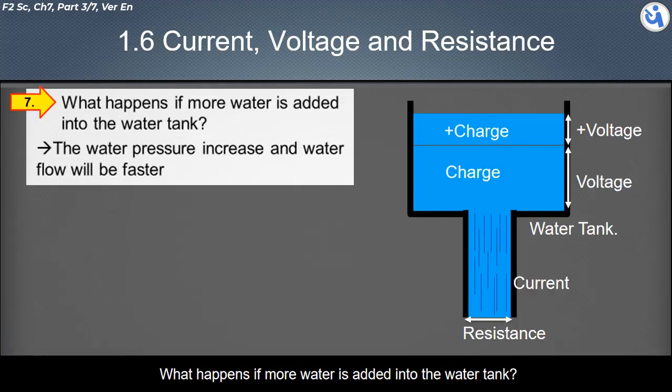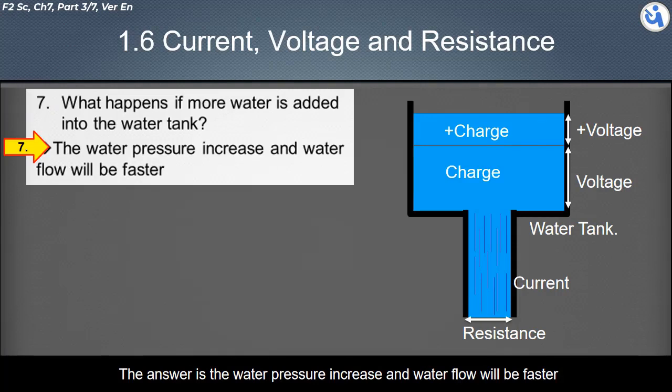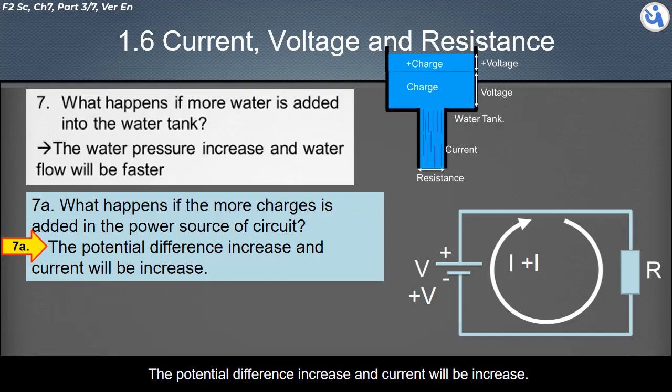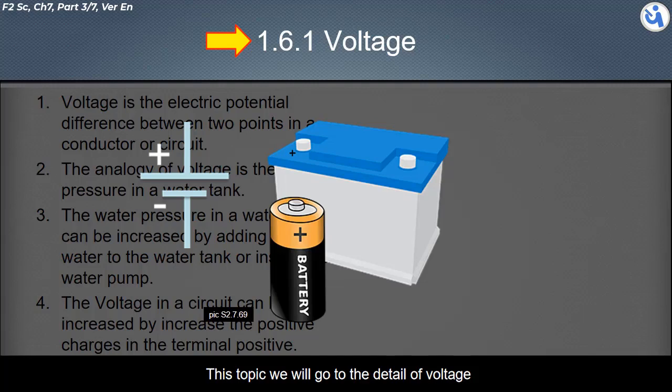What happens if more water is added into the water tank? The answer is, the water pressure increases, and water flow will be faster. What happens if more charges are added in the power source of the circuit? The potential difference increases, and current will increase. This topic, we will go into the detail of voltage.